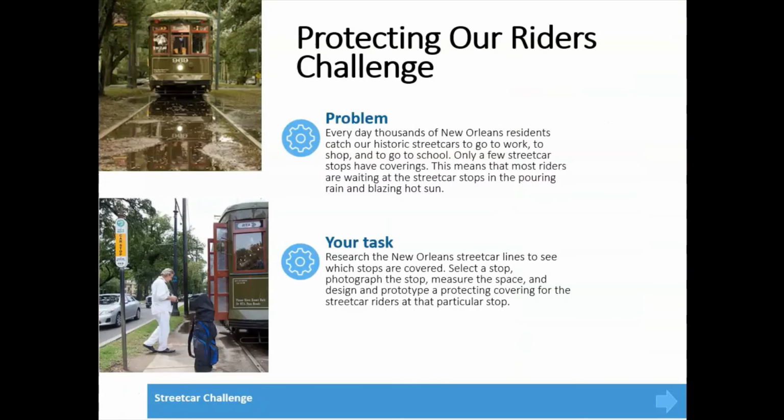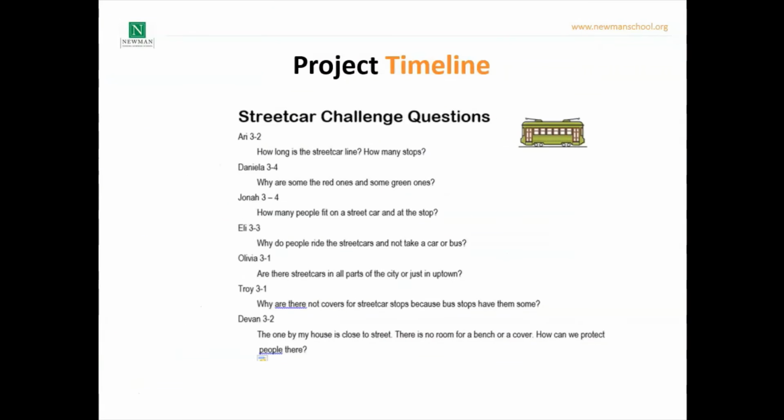One of those challenges was a 3rd and 4th grade unit called Protecting Our Riders. Every day, thousands of New Orleanians use our historic streetcars to get to and from work, school, and shopping. However, many of the streetcar stops offer no protection from the elements for our riders. Students were given the task of creating a prototype covering that would protect riders at our various streetcar stops.